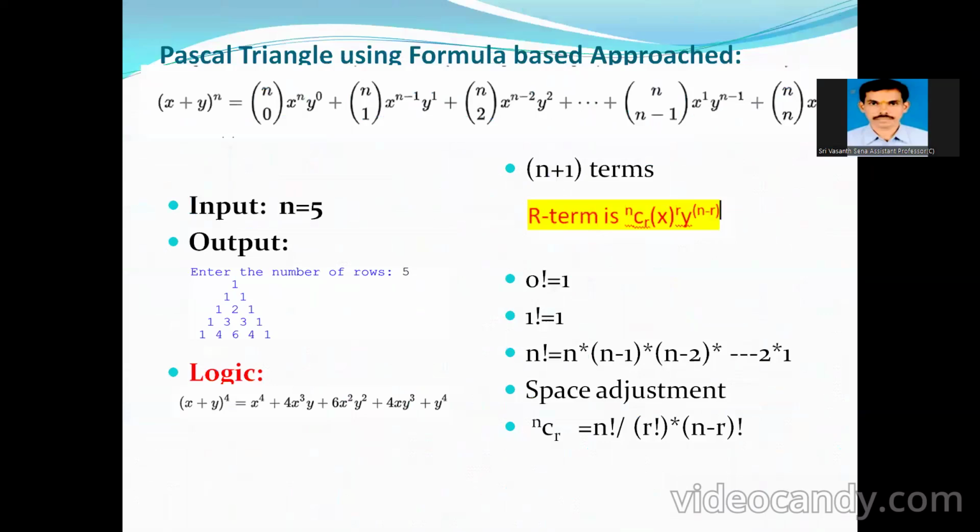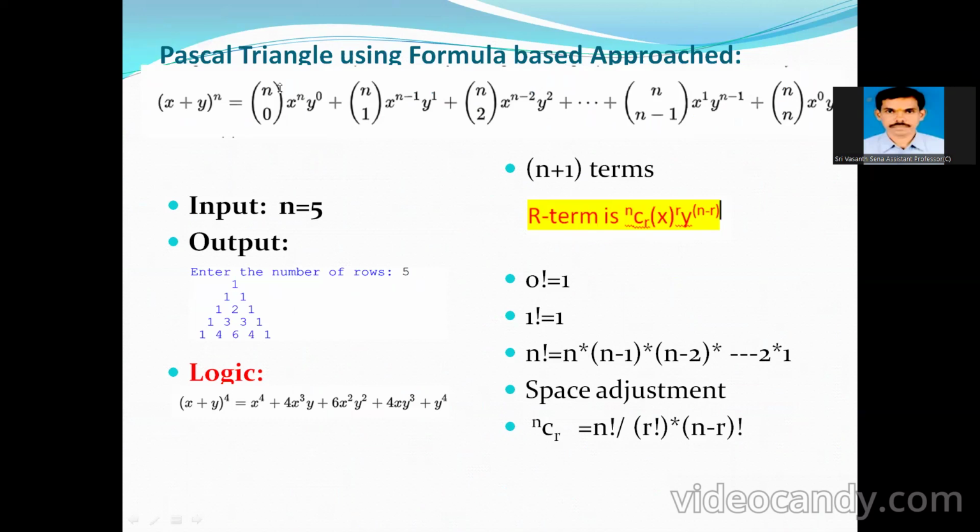Binomial theorem: (x plus y) to the power of n is equal to nC0 x to the power of n y to the power of 0, plus nC1 x to the power of n minus 1 y to the power of 1, plus nC2 x to the power of n minus 2 y squared. Here we need to think about the coefficients. The r-th term becomes nCr x to the power of r y to the power of n minus r. The last term is nCn x to the power of 0 y to the power of n.